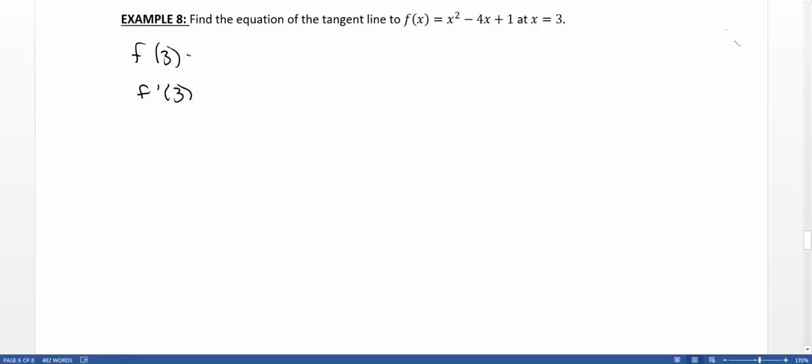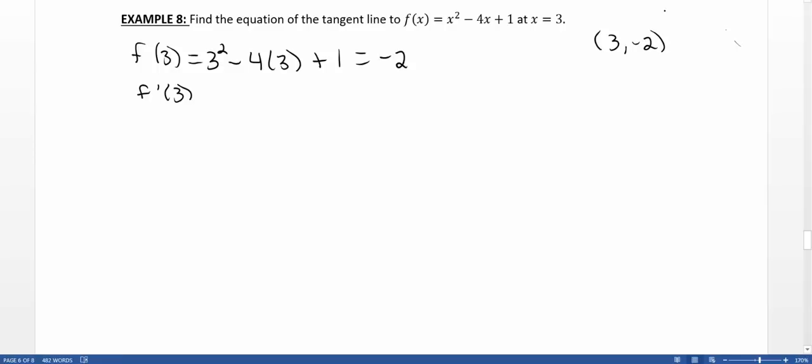So f of 3 means I'm going to take 3 and plug it into my given function. So 3 squared minus 4 times 3 plus 1. So that's 9 minus 12 plus 1, which is going to give me negative 2. So that means f of 3 equals negative 2, or we can write the coordinate point here, 3 comma negative 2. That's the point where the tangent line touches.